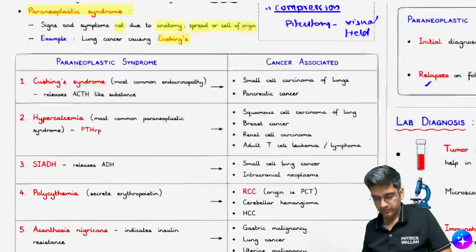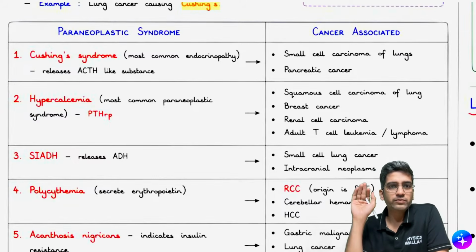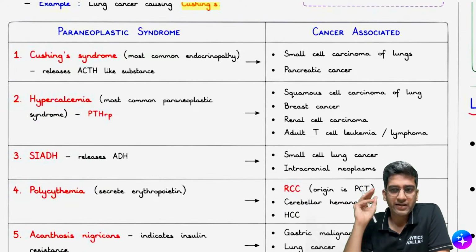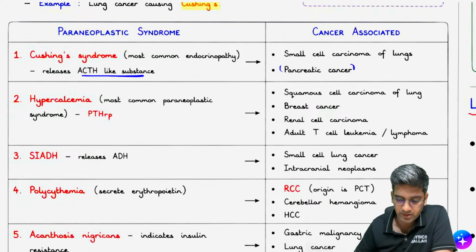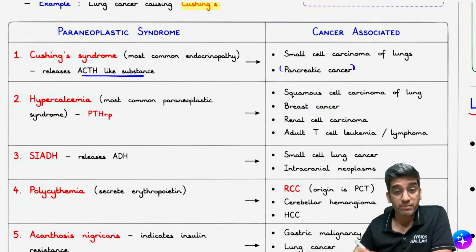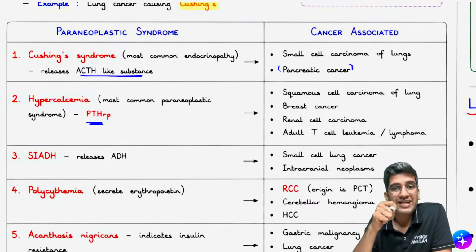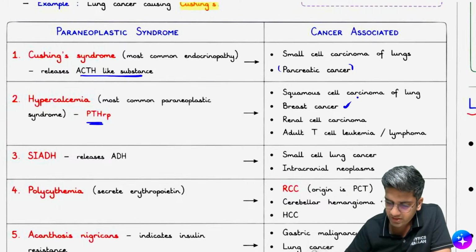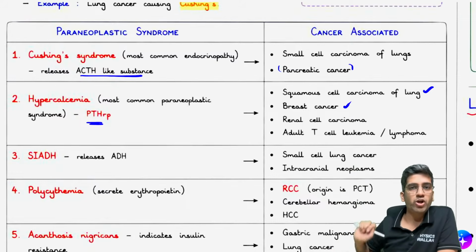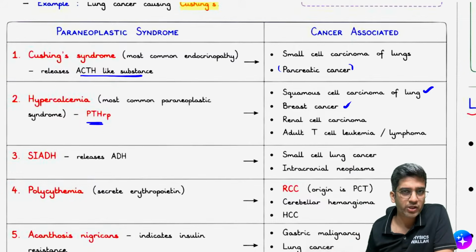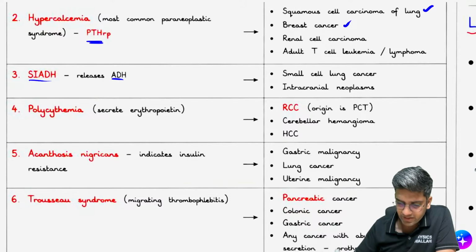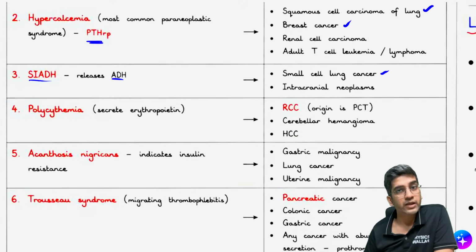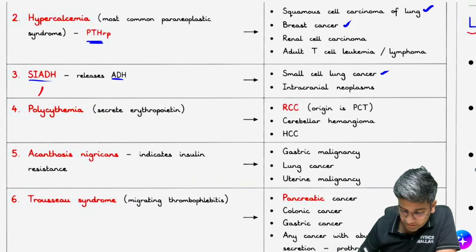Examples of paraneoplastic syndromes. Cushing syndrome can primarily be seen in small cell carcinoma of lungs. Yes, to some extent, pancreatic. This is optional, but squamous cell carcinoma and small cell carcinoma of lung, don't forget it, because they release ACTH-like substances. Hypercalcemia, because PTH-related peptide is released. It can be seen in breast cancers and squamous cell carcinoma of lung, must. The other two are optional: RCC and adult T-cell leukemia lymphoma. SIADH releases ADH, seen in small cell carcinoma of lung. Important, right?